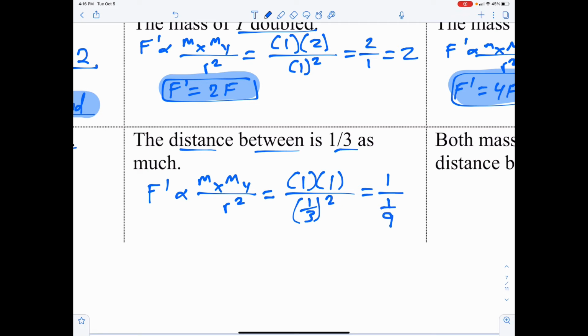Now, if I'm dividing by 1/9, ladies and gentlemen, that is the same as multiplying by 9, which means making the distance closer by 1/3 as much means the force is now 9 times greater. That should make sense. Something closer is going to have a stronger gravitational pull than something farther. So moving the distance 1/3 as close means the gravitational force is 9 times stronger.